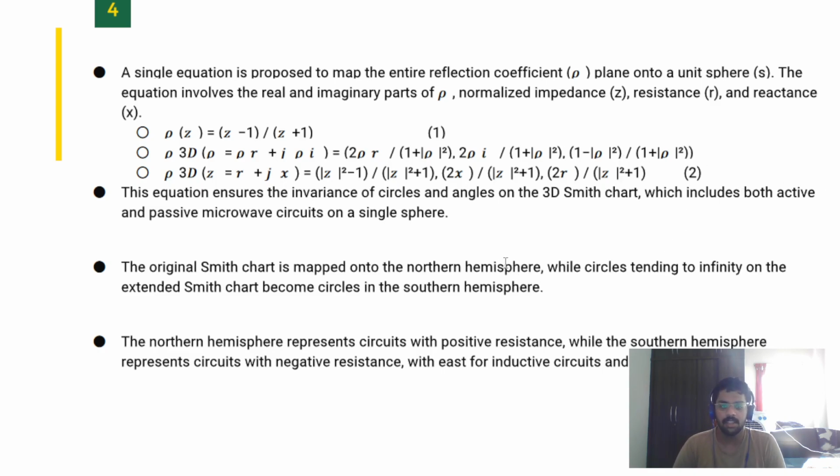Now these equations ensure the invariance of circles and angles on the 3D Smith chart, which includes both active and passive microwave circuits on a single sphere. The original Smith chart is mapped onto the northern hemisphere, while circles tending to infinity on the extended Smith chart become circles in the southern hemisphere. The northern hemisphere represents circuits with positive resistance, while the southern hemisphere represents circuits with negative resistance, with east for inductive circuits and west for capacitive circuits.